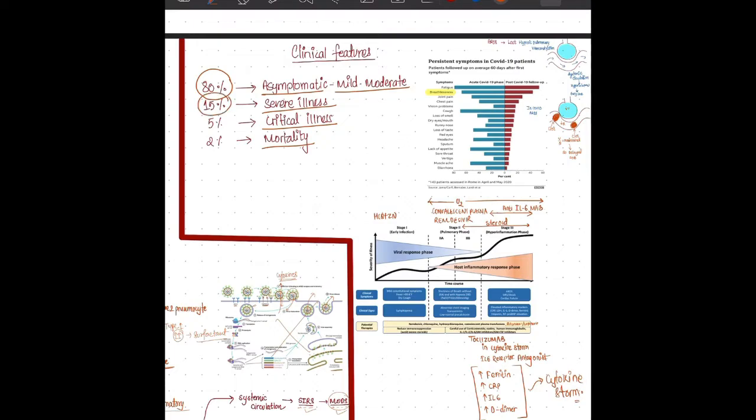15% of the cases are severe illness in which the patient develops shortness of breath, often pneumonia, and then resolves spontaneously without requiring much treatment. 5% of the cases are a very severe form of disease with severe shortness of breath, often respiratory distress requiring mechanical ventilation, and in up to 2% of the cases, there can be mortality.